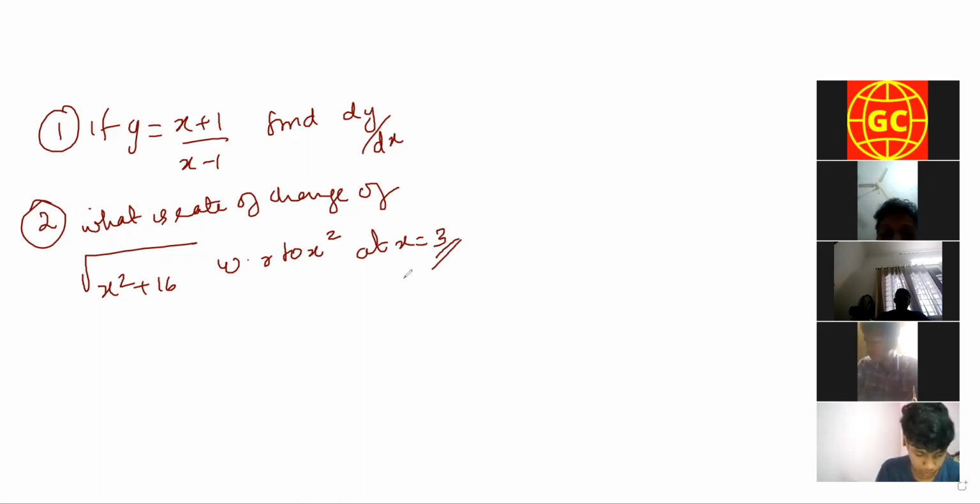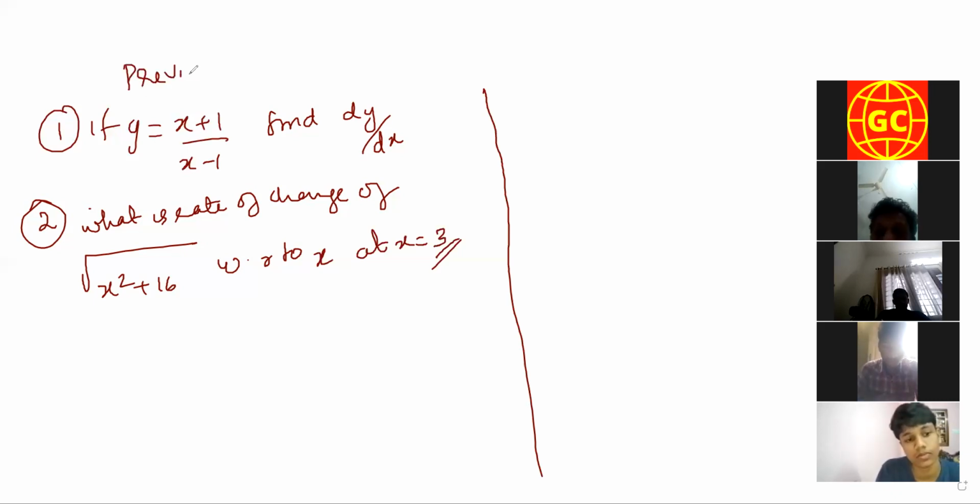With respect to x square, you need not write with respect to x. That I will teach you when x square is done. So the first question is our old type question, isn't it? This is a previous year question, that's why I gave it. If you want, you can write previous in the bracket.